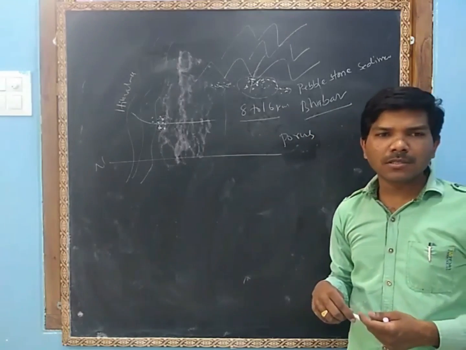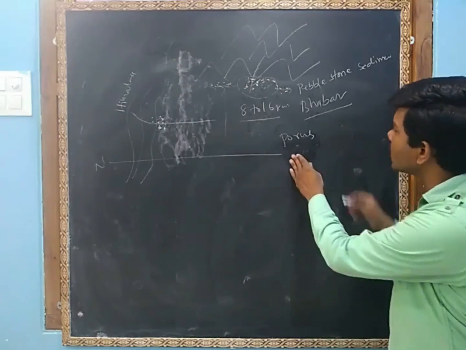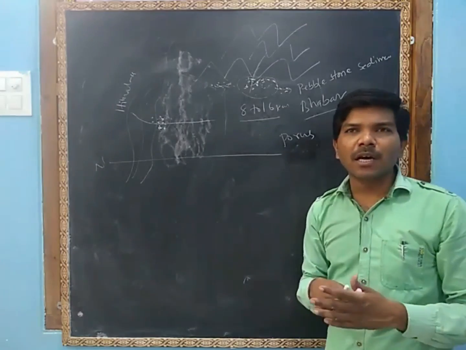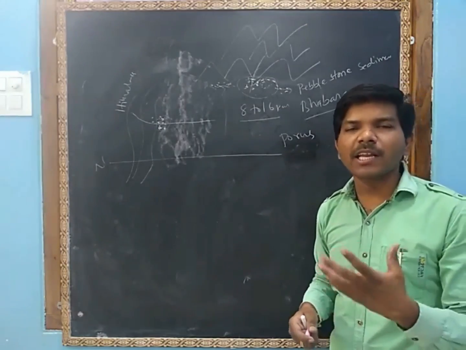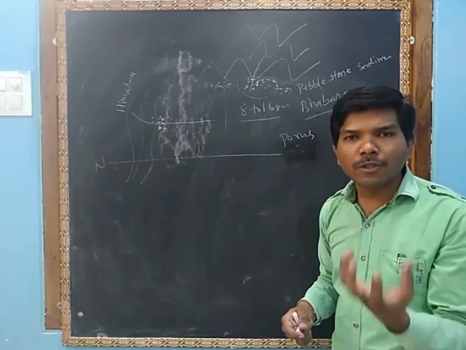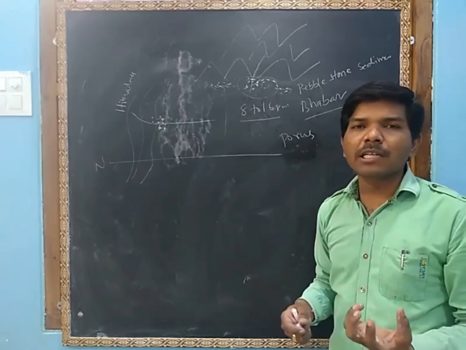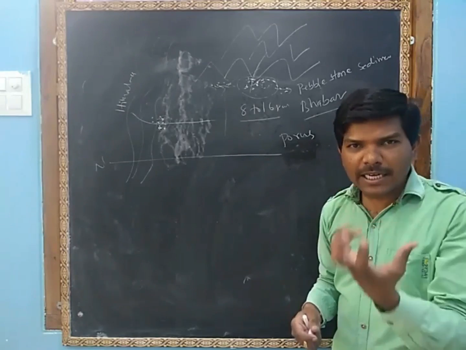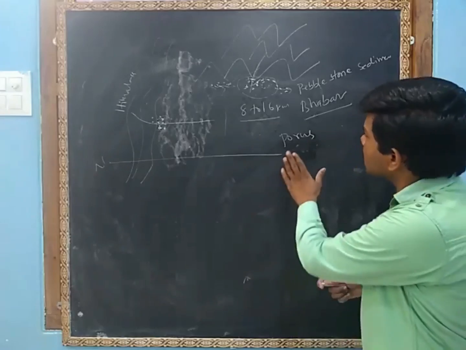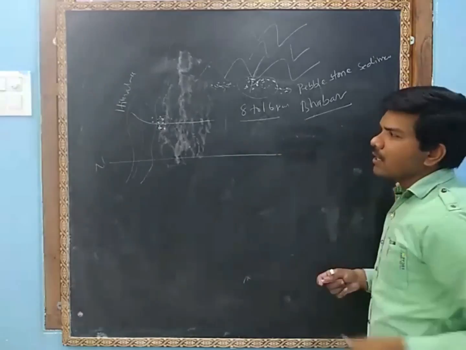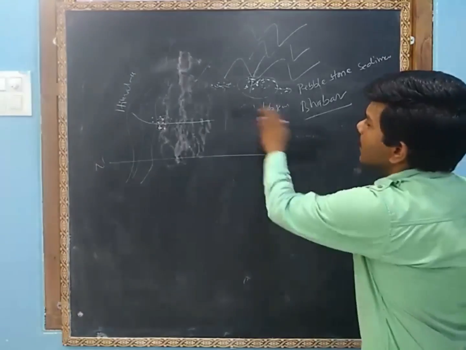Sir, what is porous? Porous means aeration can happen. It can absorb liquids, and it can absorb air also. We can also say it is an aquifer; it can receive the water. Okay, so bhabar is porous in nature.